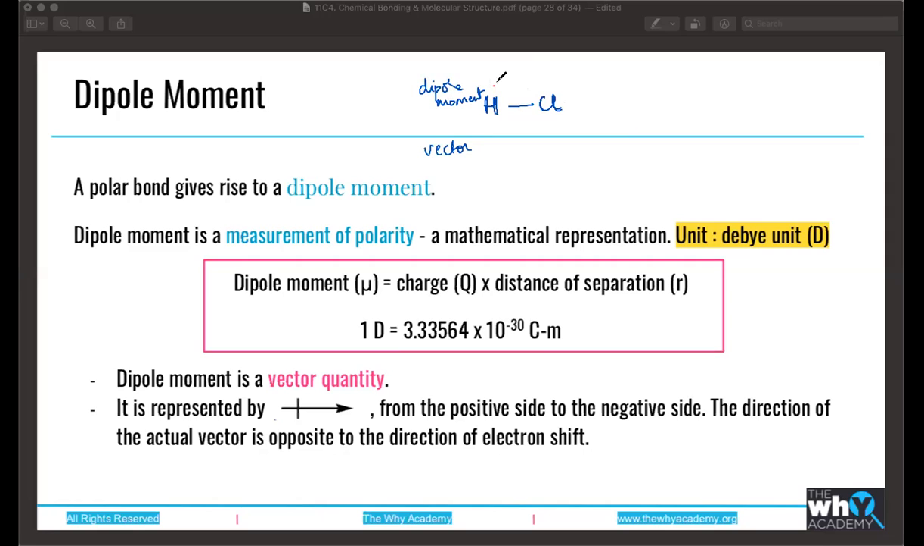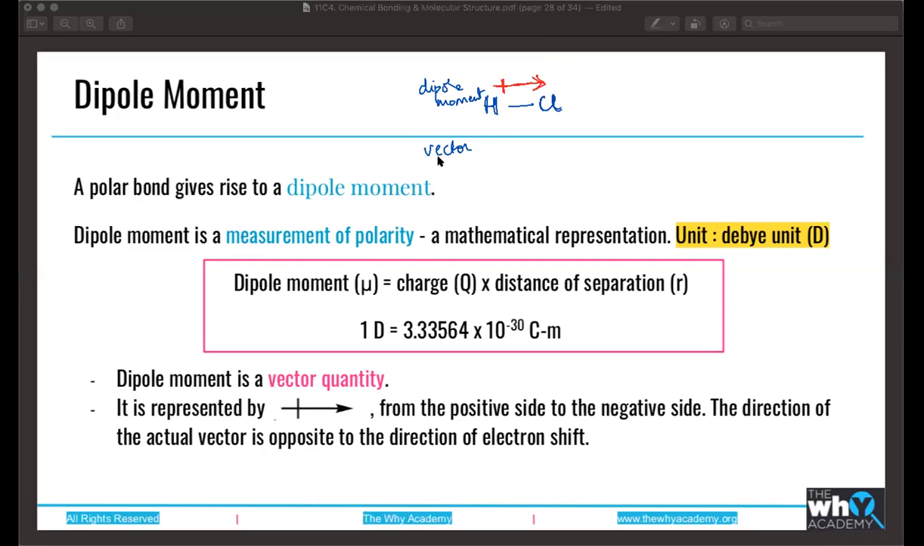So always from the positive side to the negative side. This is how you represent it. But if I was representing the mathematical vector, what direction is my vector going to take? Left to right or right to left? It's opposite, right? So it will be right to left.